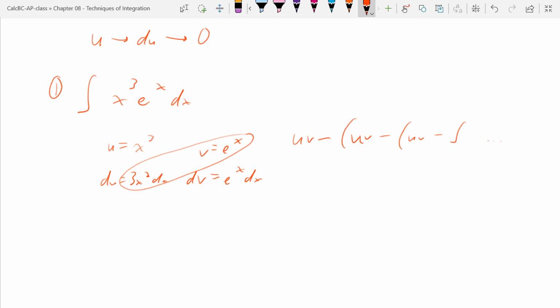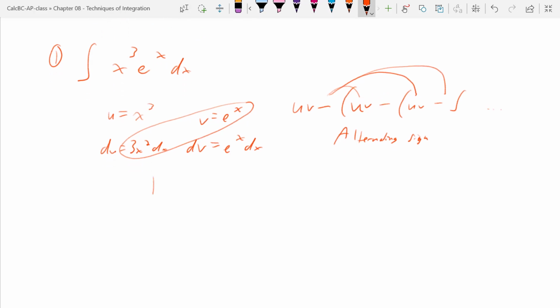The other thing that happens is if you look at these signs, you have uv minus uv, but then plus this one, but then minus that one. So you have an alternating sign thing. Well, we can simplify that greatly by using a method called the tabular method, where we just build a table, and on one side of the table we put our u, and we go down from our choice of u and keep differentiating, and on the other side we pick our dv, and we keep going upwards, and we integrate.